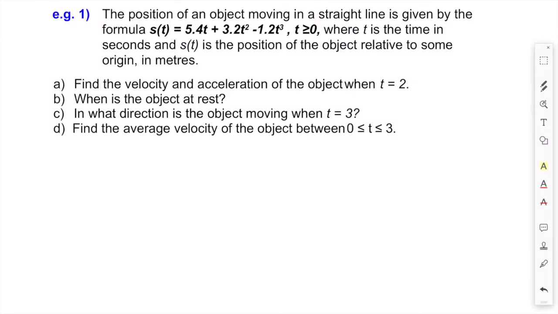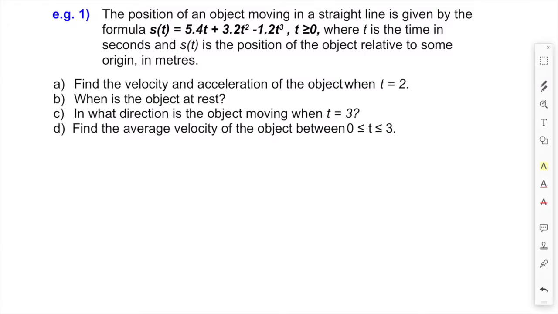We will now turn to the examples in Lesson 61. Example 1. The position of an object moving in a straight line is given by this formula, S of t, where time is greater than or equal to 0. And t is the time in seconds, and S of t is the position of the object relative to some origin in meters. We will answer the following questions.